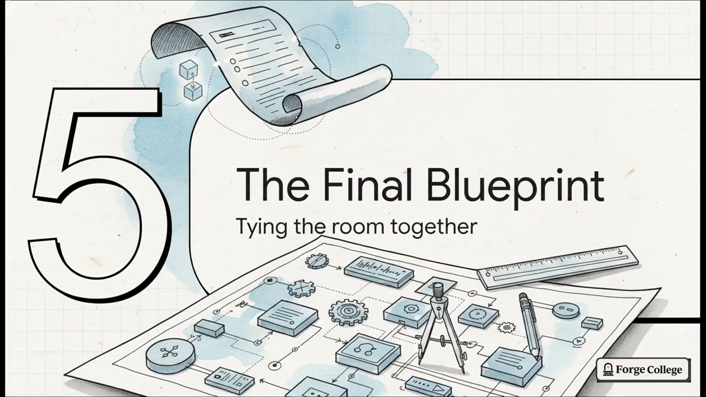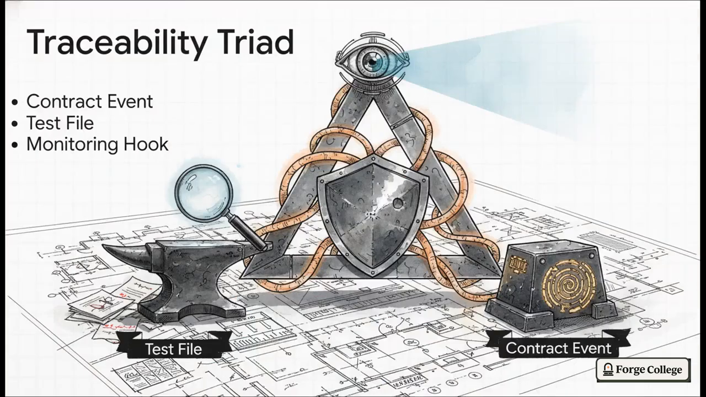Which brings us to tying the room together with our final blueprint. In this final master score, every single critical action has to adhere to what we call the traceability triad. 1. The contract event. This is the actual thing that happens on the blockchain. 2. The test file. This is the specific code that proves this event fires correctly under stress. And 3. The monitoring hook. That's the off-chain script that watches for this event once it's actually deployed to a live network. Listen, if any function in your blueprint is missing even one of these 3 legs, it is simply not production ready. Connecting every behavior to a test and a monitor, that is exactly what makes your architectural map completely bulletproof.